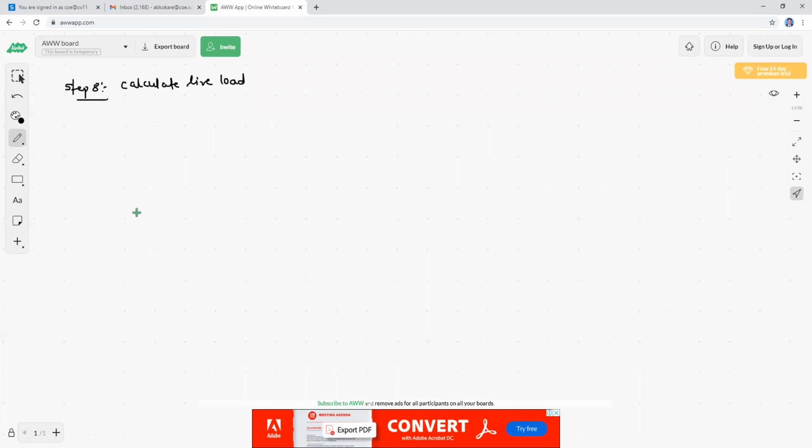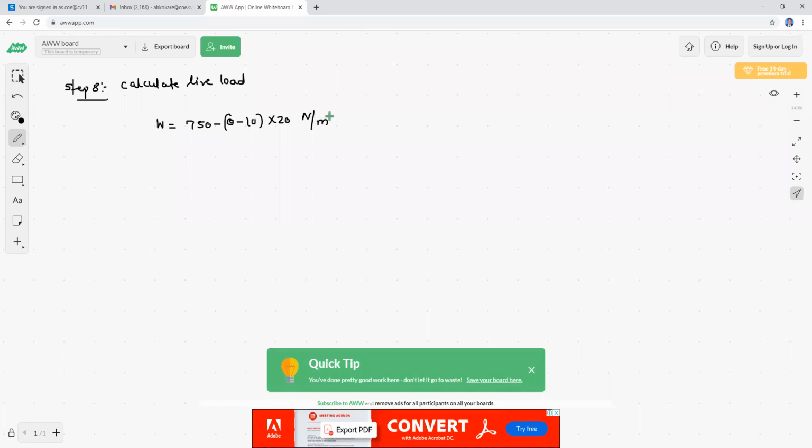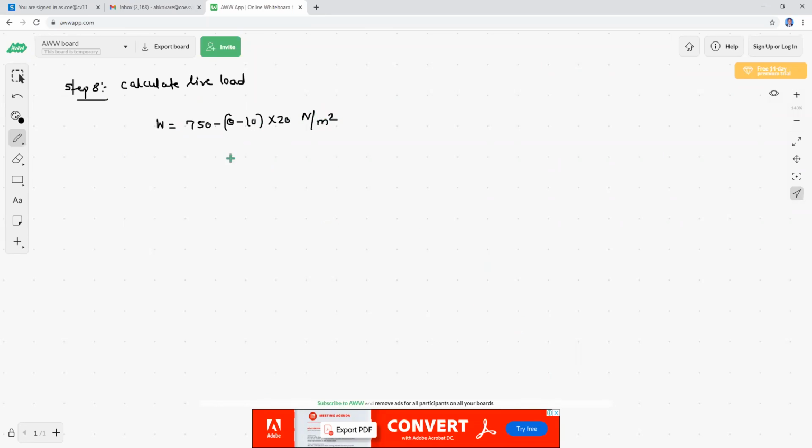So we have seen the various types of load coming on the roof truss: dead load, live load, and wind load. So how to calculate live load? That live load we have to calculate: W is equal to 750 minus theta minus 10 into 20 Newton per meter square. That load is given in IS code. So in this way we can calculate the live load. So this is the formula for calculation of live load: 750 minus theta minus 10 into 20 Newton per meter square.